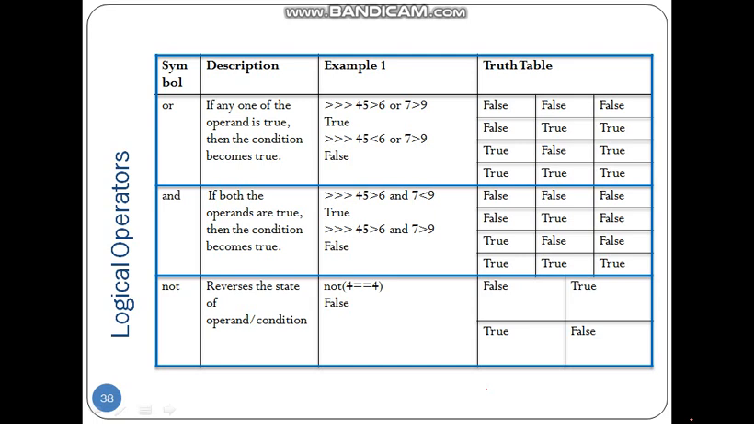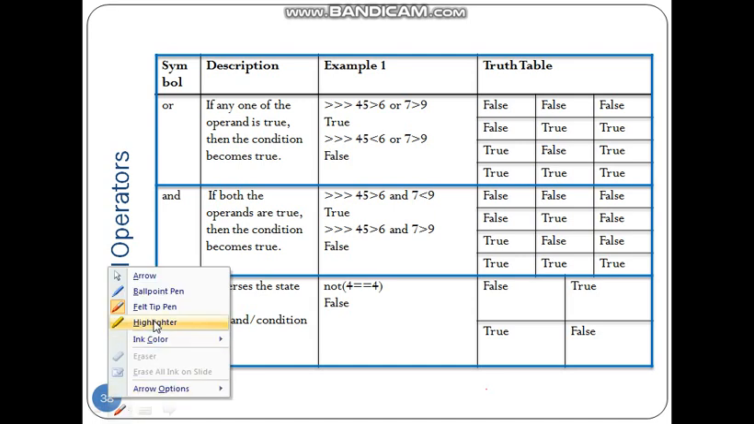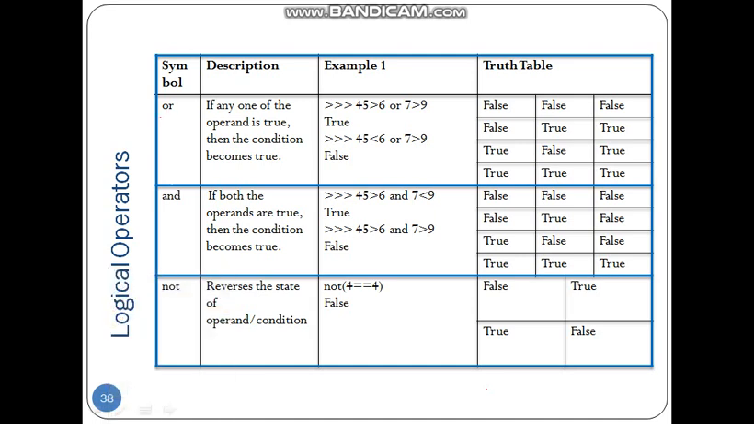Let's continue our discussion with the operators in Python. In the previous video we have already covered the arithmetic operators and relational operators. Now let's look at the logical operators. Logical operators are used to combine more than one relational operator. So we have three logical operators: or, and, and not. Or and and are binary operators, that means two operands are needed for their operation, and not is a unary operator, that means only one operand is needed.